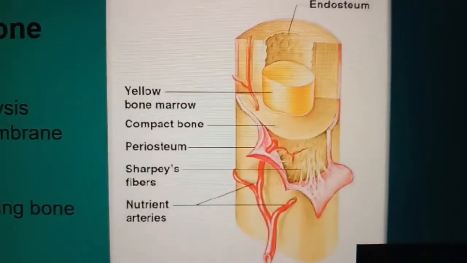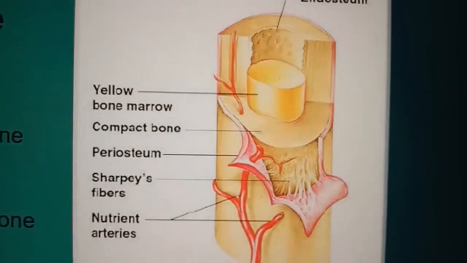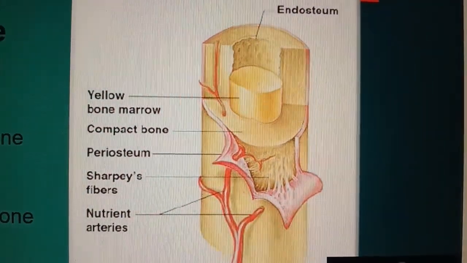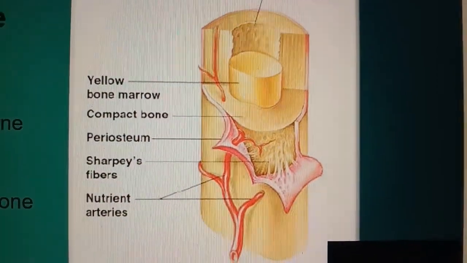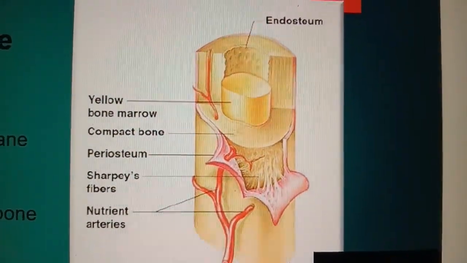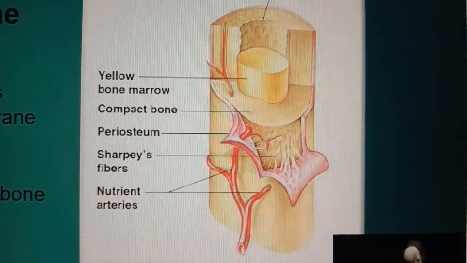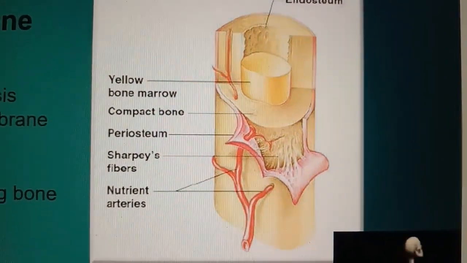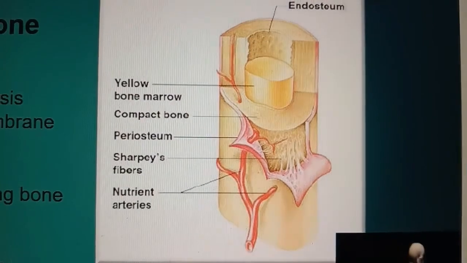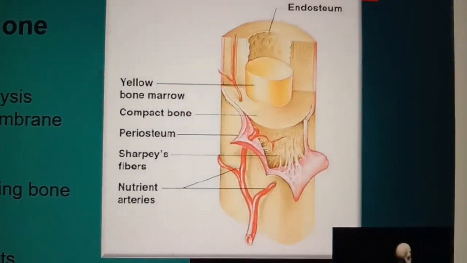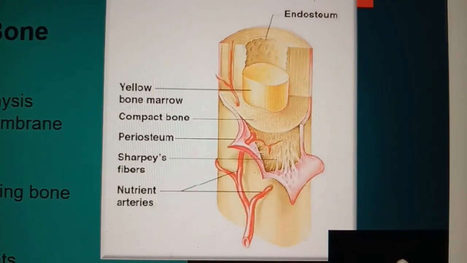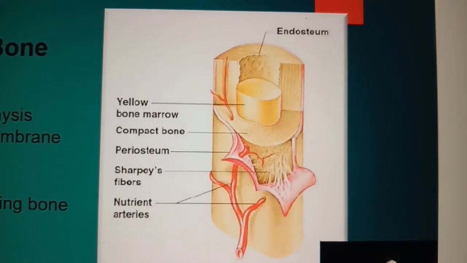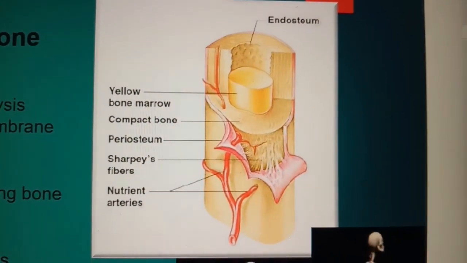So this is how it looks with the structures of the long bone. So you have what? Okay. So periosteum. When we speak of periosteum, that is actually the outside covering of your diaphysis. And it is composed of a connective tissue membrane. So we have the Sharpey's fibers, wherein these fibers secure the periosteum to the underlying bone.